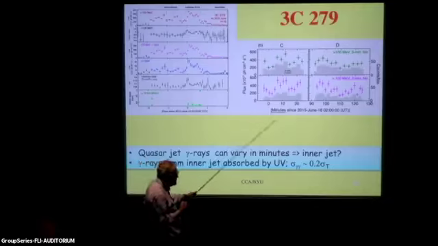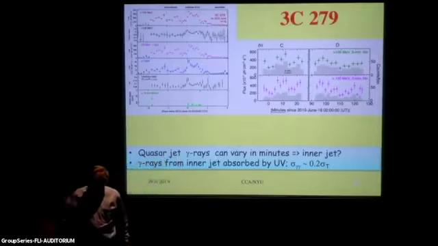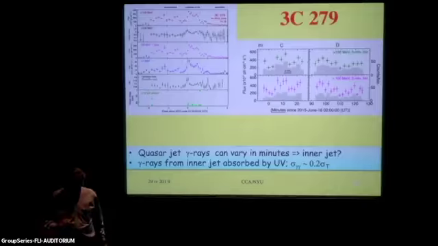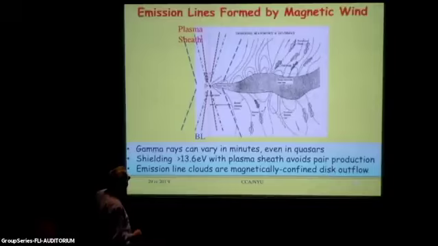It's out to 10 to the 17 centimeters or something, and you get things varying, like months radii, and you get things varying in minutes. So I'm actually going to claim that they come from much closer in. So how do I do that?